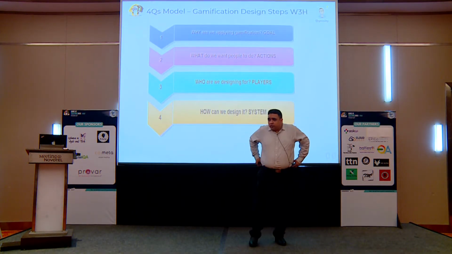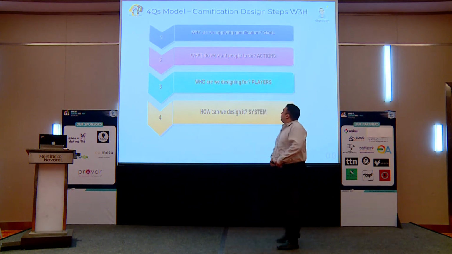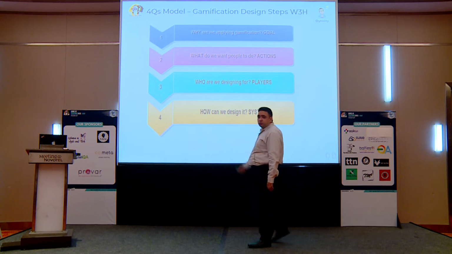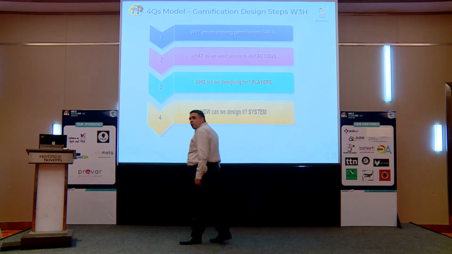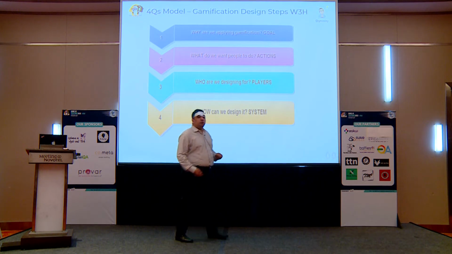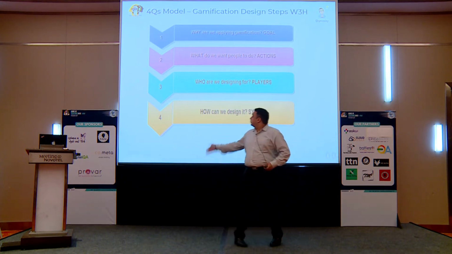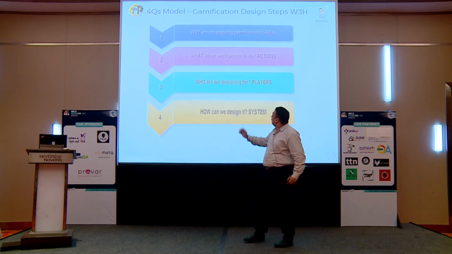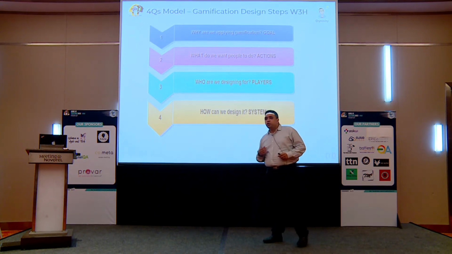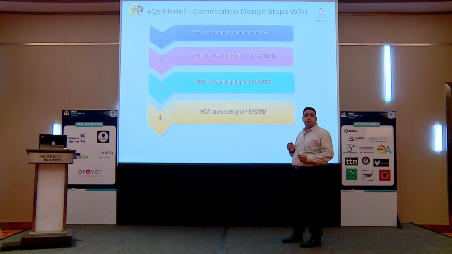So let's get into the design steps. Okay, we talked about gamification, but how do you implement it? So this is one simple model, which is the 4 Qs model, also called asking 4 questions, or we can also say W3H, right? The why, what, who, and how. Whenever you're trying to implement gamification in your teams, you need to ask these 4 simple questions.